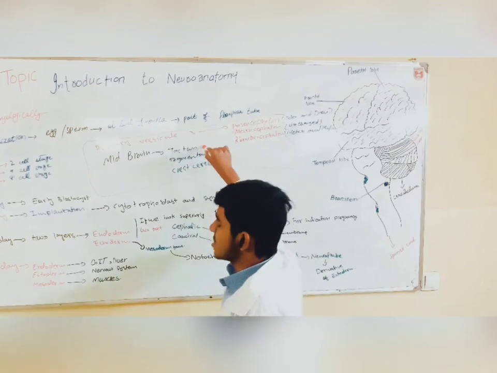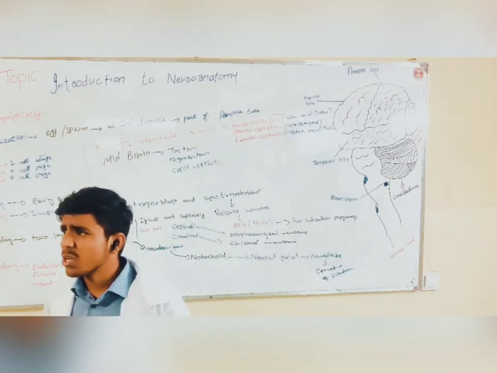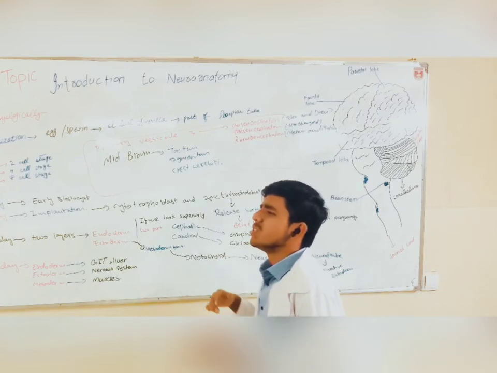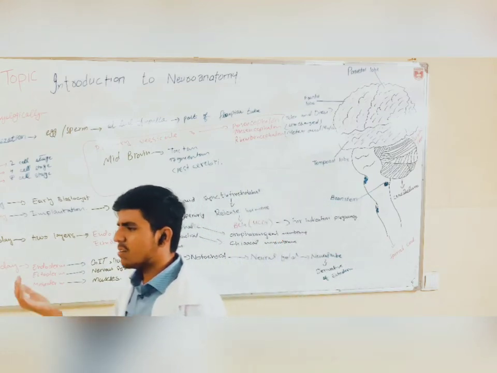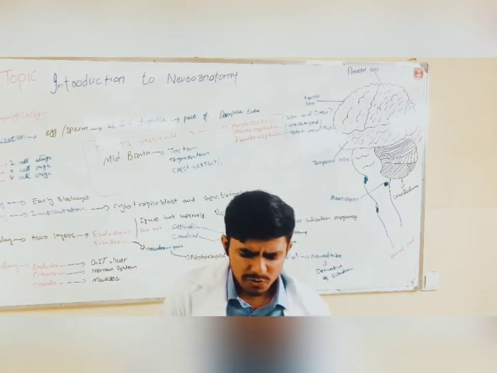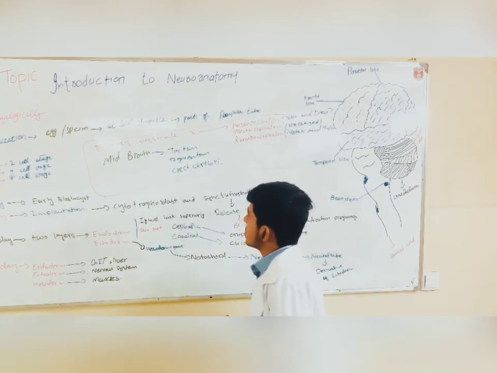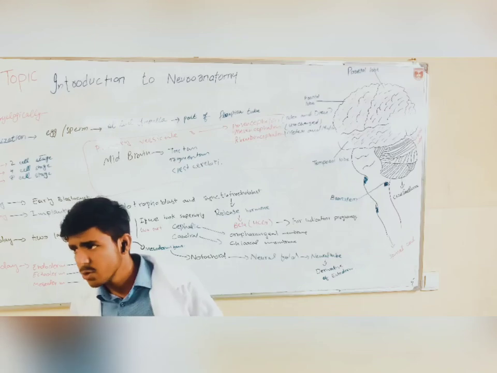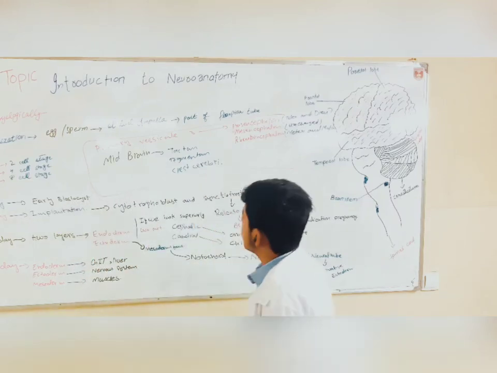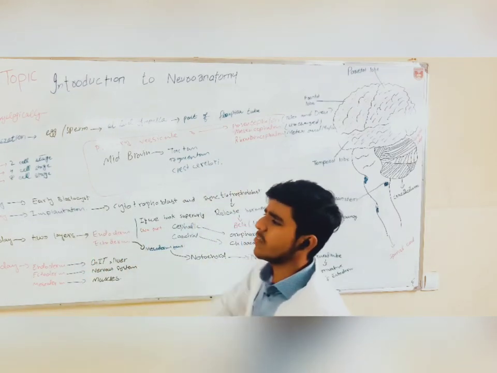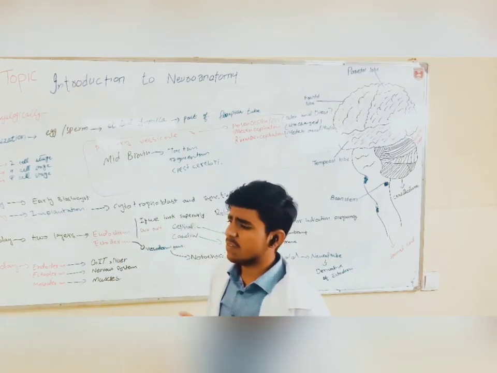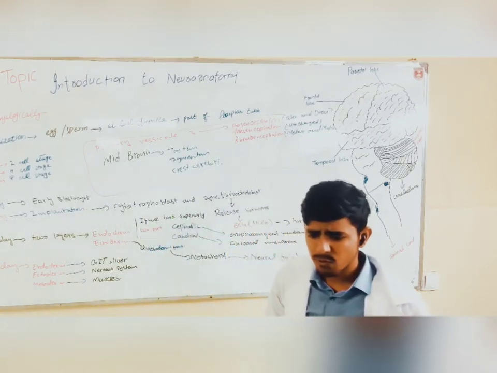First of all, we discuss about the tectum. Tectum has superior colliculus and inferior colliculus. Superior colliculus is responsible for vision, and inferior colliculus is responsible for auditory functions. Then we have tegmentum. Tegmentum consists of red nucleus, and here we have substantia nigra. Then we have crus cerebri. Crus cerebri has two parts which are divided by the interpeduncular fossa.